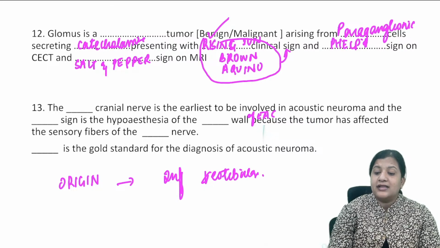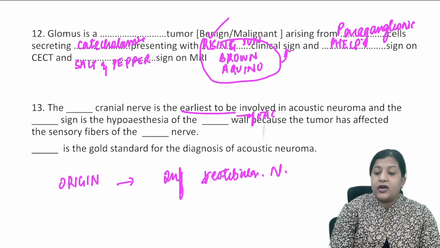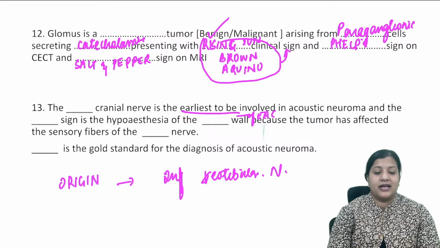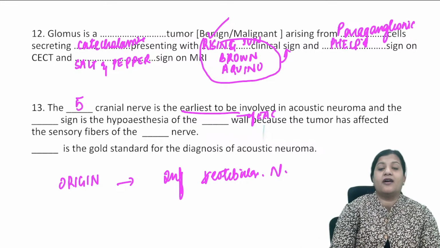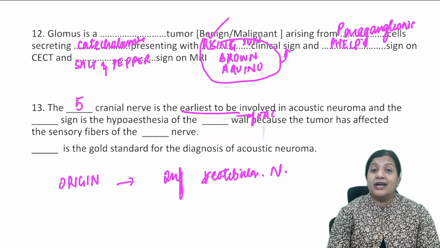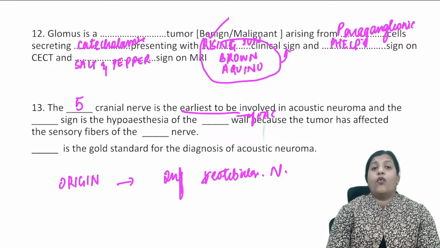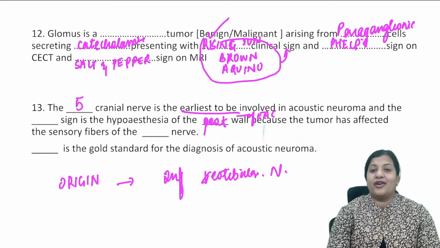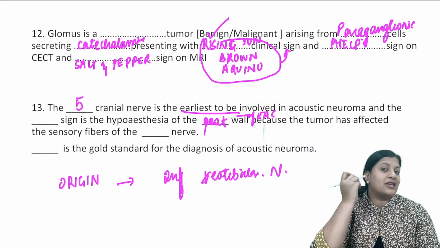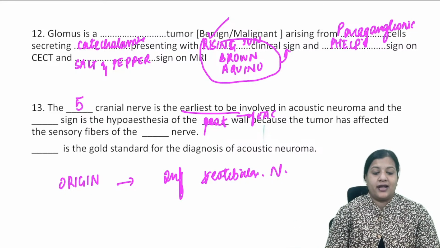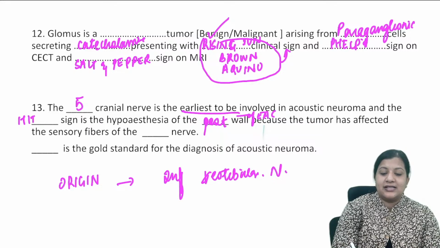Now, which nerve is earliest to be affected because of compression? It is your fifth nerve that is affected, because the sensory roots are very susceptible to compression and earliest to be compressed, presenting with loss of corneal reflex. Now, what is this sign where there is hypoesthesia of the posterior wall of the external auditory canal in the region of the concha? When you test sensation here, they are not able to appreciate the sensation. What is that sign called? It's called Hitzelberger sign.